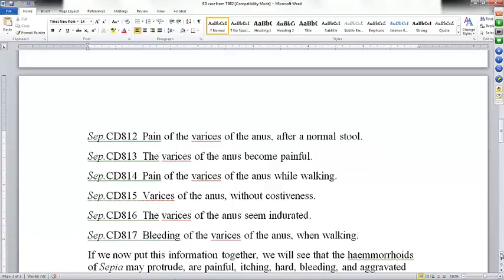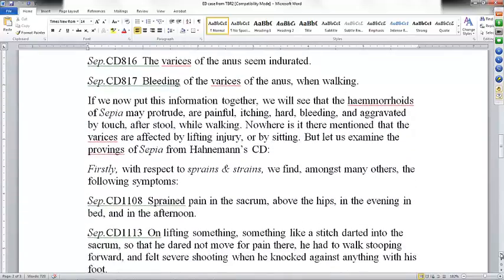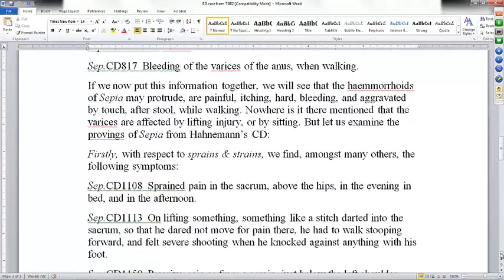Now, Dimitriadis continues, if we now put this information together, we will see that the hemorrhoids of sepia may protrude, are painful, itching, hard, bleeding, and aggravated by touch after stool while walking. But nowhere is it mentioned that the hemorrhoids are affected by lifting injury or by sitting. So those modalities don't exist with the hemorrhoidal symptoms in Hahnemann's Chronic Diseases as it relates to sepia. They're not there. But then he says, let's examine the proving of sepia from Hahnemann's Chronic Diseases.